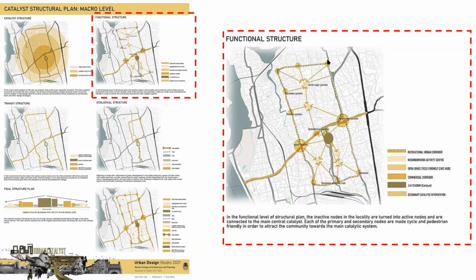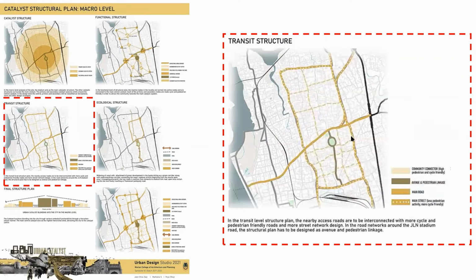Each of the primary and secondary nodes are made cycle and pedestrian friendly in order to attract the community towards the main catalytic system. Now in the transit level structure plan, the nearby access roads have to be interconnected with more cycle and pedestrian friendly roads. The link road around the stadium is designed as an avenue and pedestrian linkage.